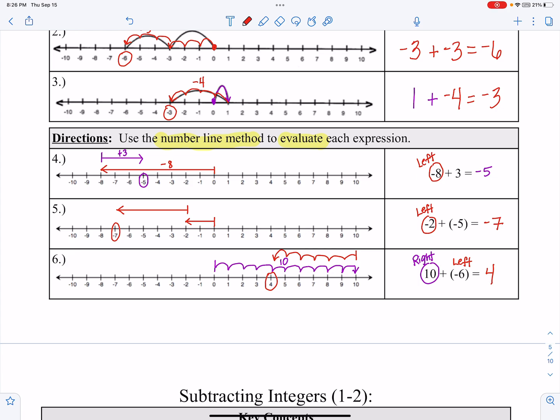And so you can see it's sort of like our chips method and things like that. They're canceling each other out, and we're left over with 4. So that's what that looks like.